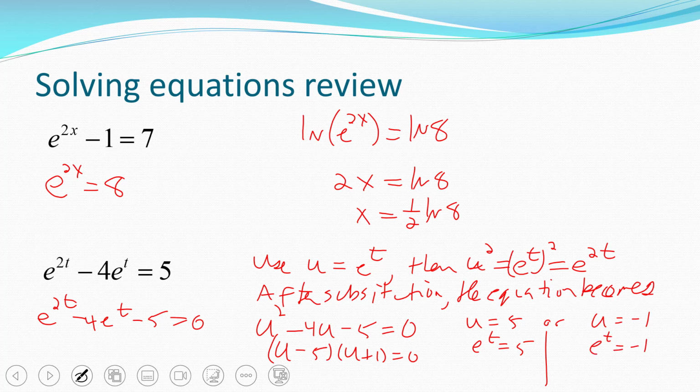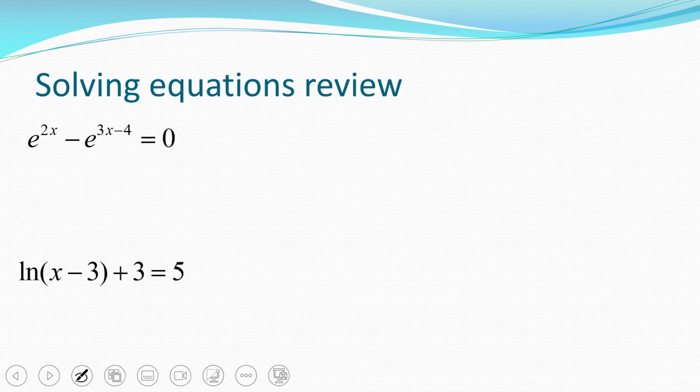Now we know, though, that e to the t, the range of that function as t varies, is only positive numbers. There's no way to solve that one. Here, though, we can use the inverse property to get that t equals the natural log of 5. And that's the only answer. Good. So now let's go ahead and solve some more.